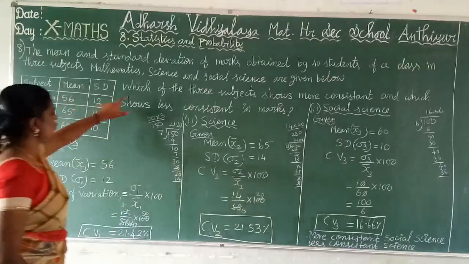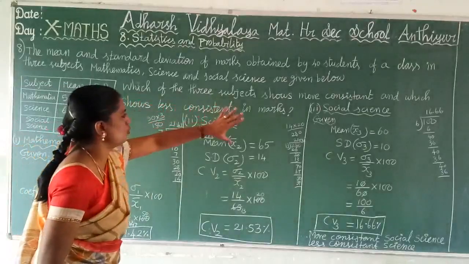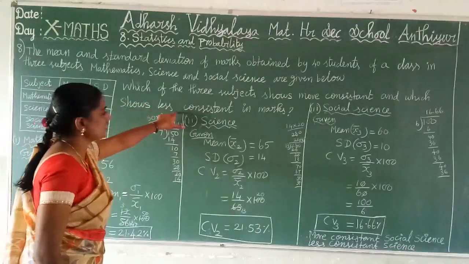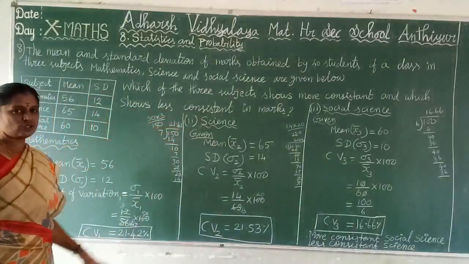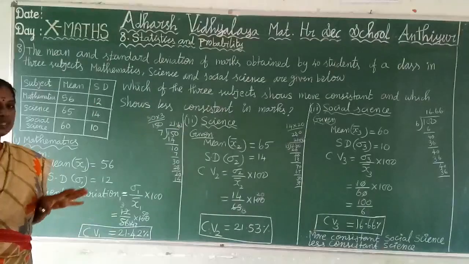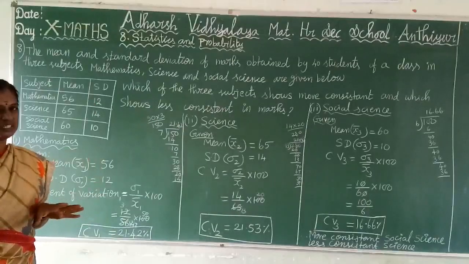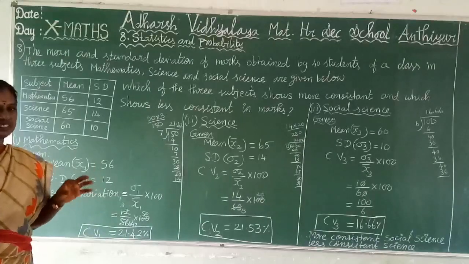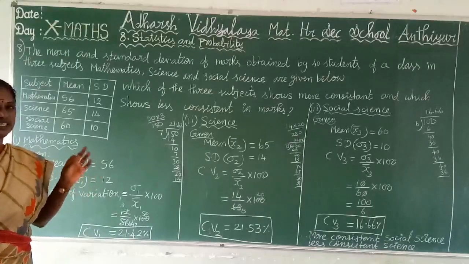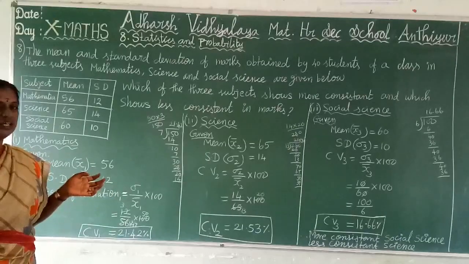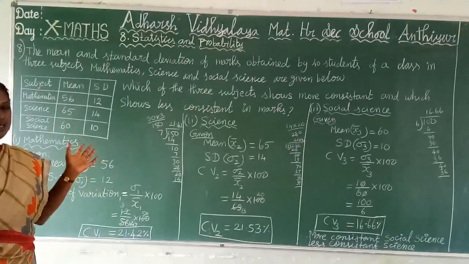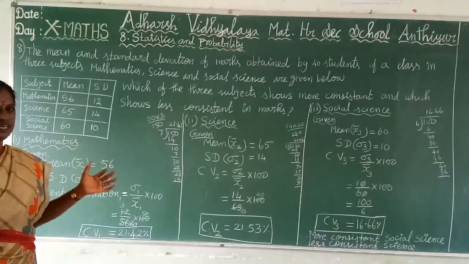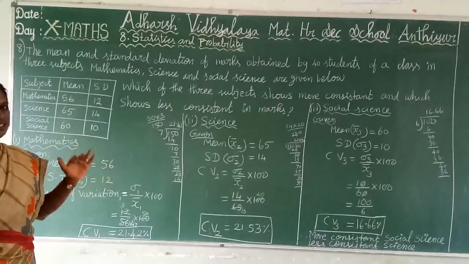Using this data, we have to find which of the 3 subjects shows more consistent and which shows less consistent marks. In the last question we discussed 2 persons' mean and standard deviation were given, so we had to find the coefficients of variance, and the one with the lesser value is more consistent. Is it clear? In the last question the mean was not given, so we had to find the mean and then calculate.